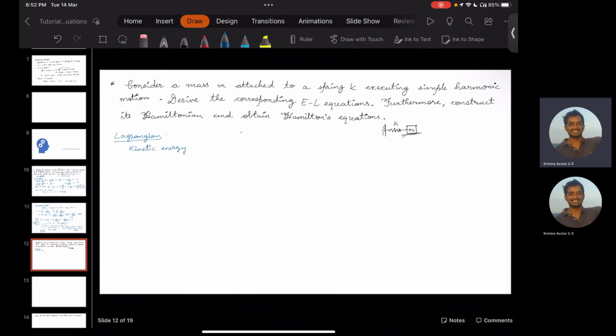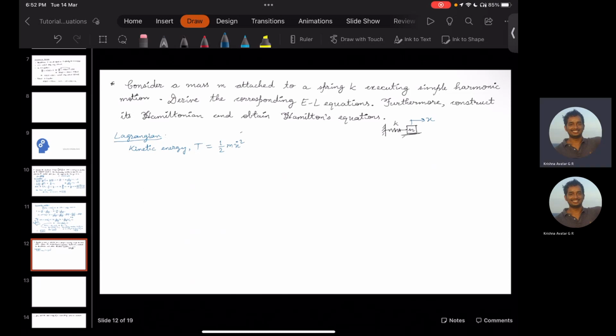Let's determine the kinetic energy of the system. Now, as the mass oscillates, the mass has inertia, right? And you know that the kinetic energy is due to inertia. So the kinetic energy will be denoted by T. This is defined as half, and it's executing a horizontal oscillation, so half m into velocity squared.